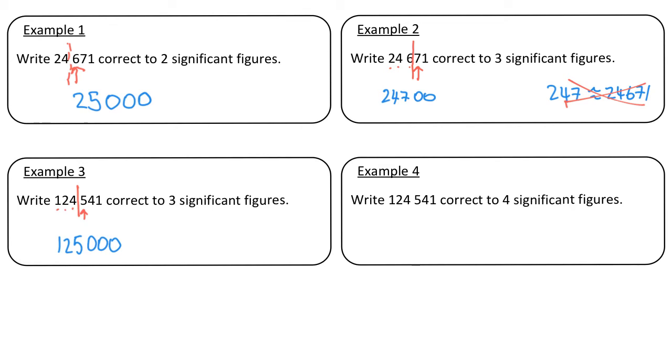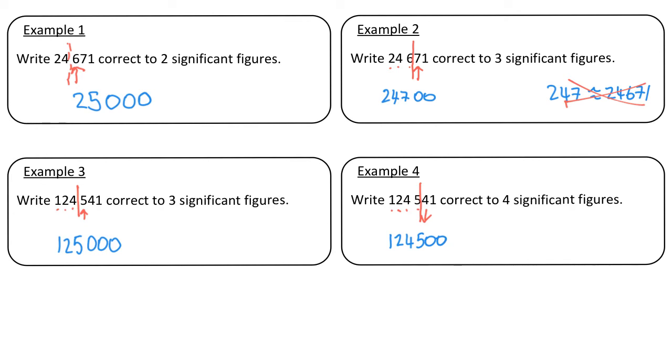We've got 124,571 to 4 significant figures. So 1 is the first, 2 is the second significant figure, 4 is the third, and 5 is the fourth. We put our line after the 5. 4 means we'll round down. So the number's going to be 124,500. So again, we need the 2 zeros to make sure that the 1 stays as 100,000.